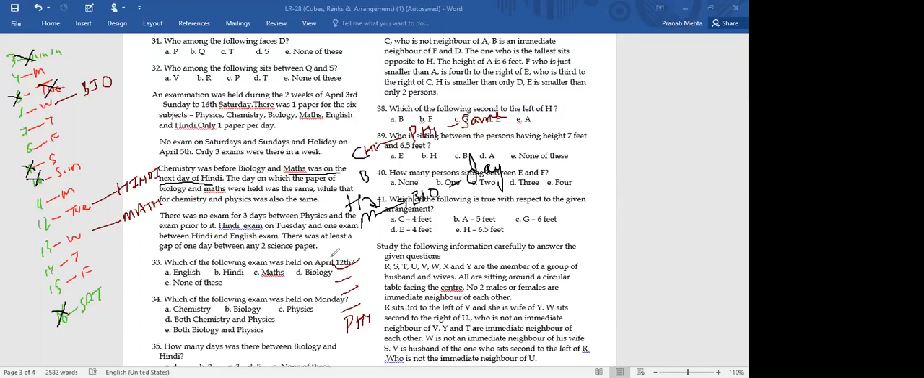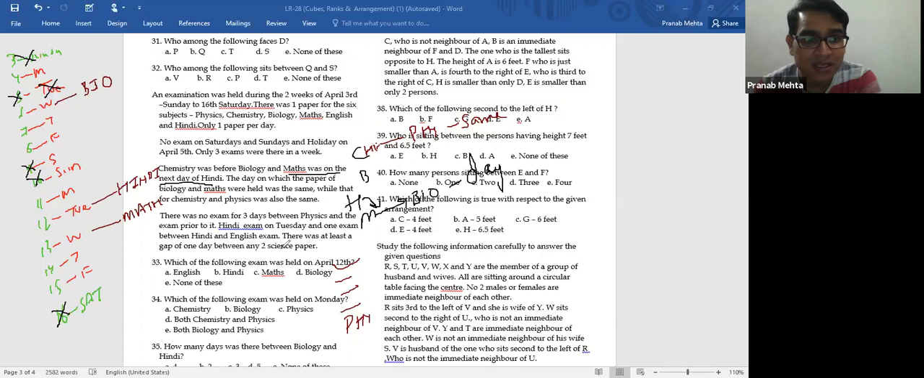Let us wait. Now there was at least a gap of 1 day between any two science papers. So between any two science papers, I should have a 1-day gap. What it means is that here I have already taken bio. So now I cannot take any science exam here. And with a 1-day gap, I can take one exam here.